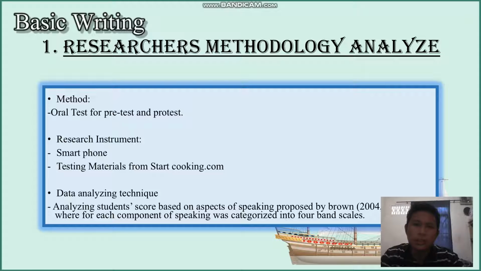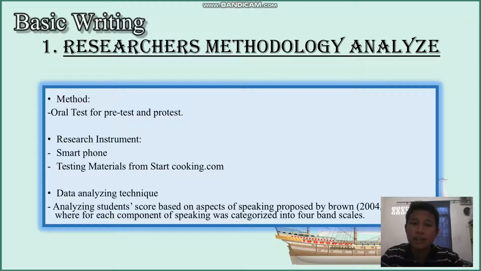The researchers also used a smartphone as a tool to record their speaking performance. This helped the researchers analyze it. The speaking materials of the test were downloaded from startcooking.com. The topic of the pre-test and post-test was about procedures and tips since they were congruent with the syllabus used in school at second grade class. So 5 meetings, including the pre-test, treatment and post-test, were conducted.